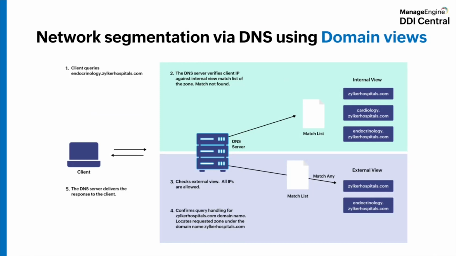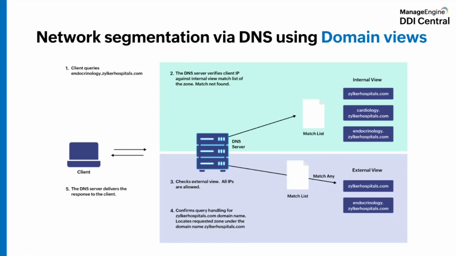So let's consider a scenario where a client requests for a zone, endocrinology.zilkahospitals.com. When this query reaches the DNS server, it finds that this particular domain has two views configured, the internal view and the external view. The internal view is meant only for the healthcare givers, and the external view is meant for all stakeholders. There's no restrictions for it. First it checks for a match in the internal view. It checks whether the client IP is listed in the allow list of the internal view.